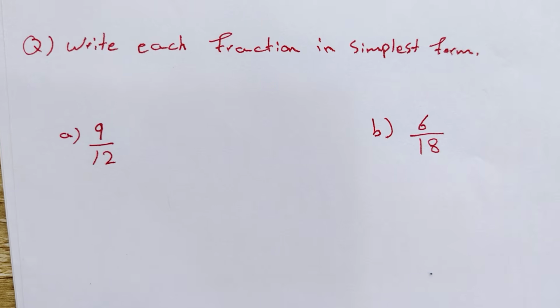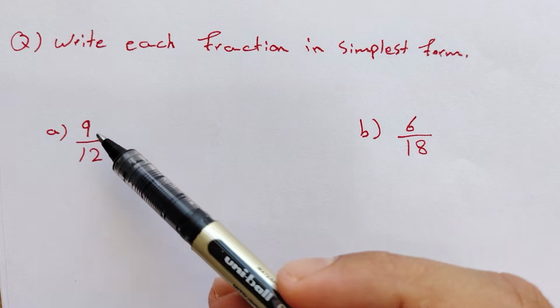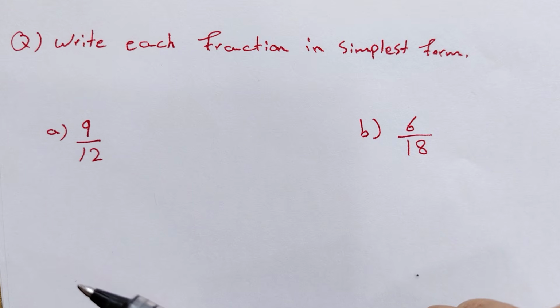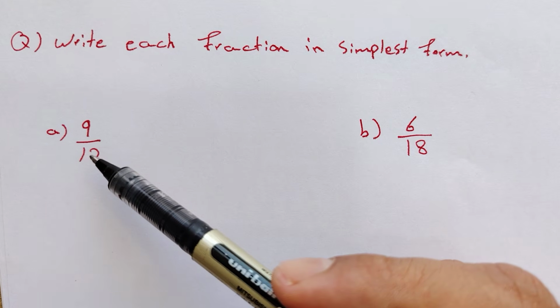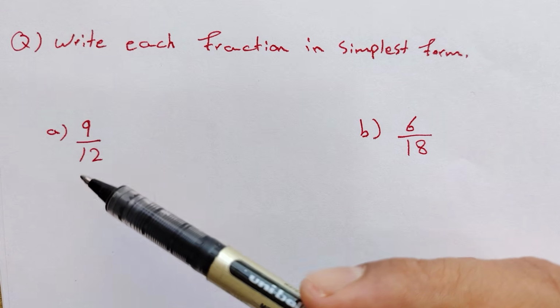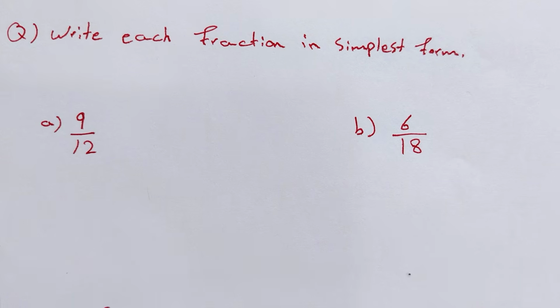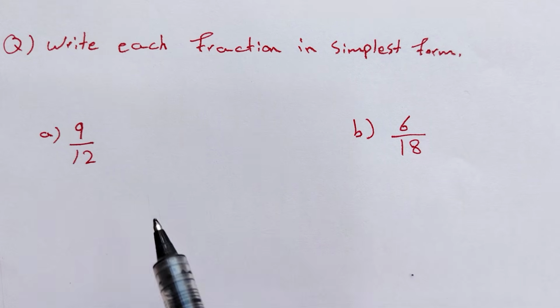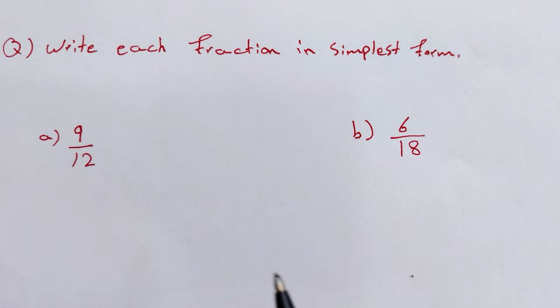Okay. We have that question that says write each fraction in simplest form. Same thing. I have 9 over 12. I will check. Do I have any numbers that I can divide them to? We can do that, or we can find it by the factors. What are factors? Factors are the numbers that we multiply to get to each number. For example, I'm only gonna write the factors of the numerator, the smaller number.